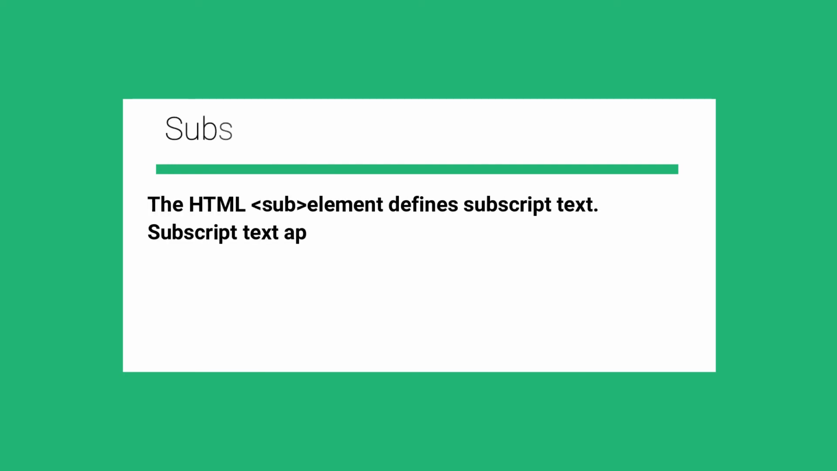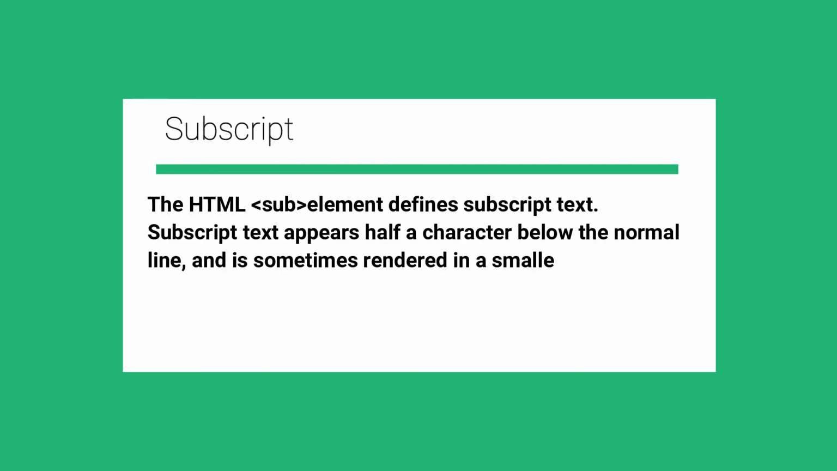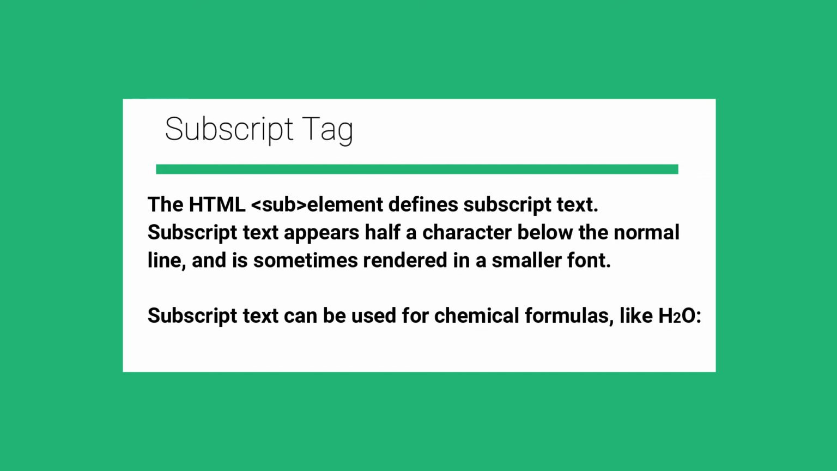The HTML subscript element defines subscript text. The subscript text appears half a character below the normal line and is sometimes rendered in a smaller font. Subscript text can be used for chemical formulas, like the water formula H2O. Here 2 is the subscripted text.